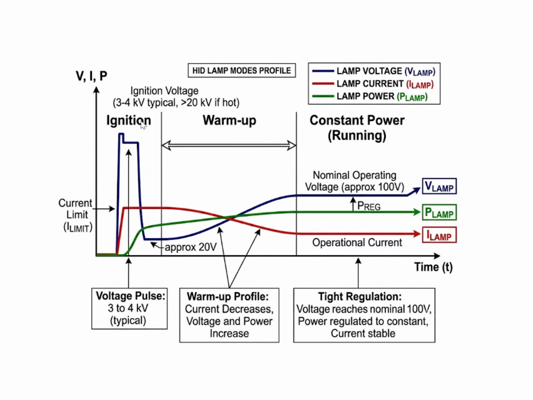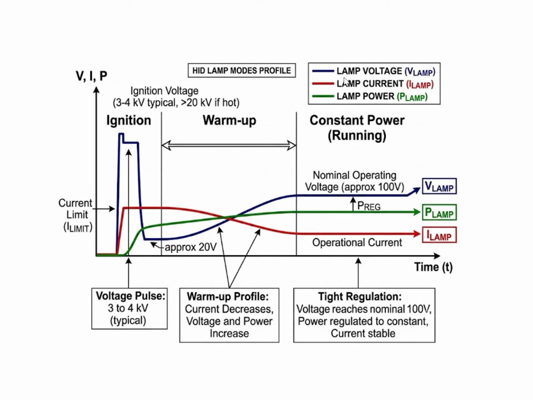Next is the warm up stage. As the lamp continues operating, the mercury and metal halide salts inside the arc tube vaporize due to the heat generated by the arc. The pressure inside the arc tube increases, causing the lamp voltage to increase gradually. The power is the multiplication of the voltage and current of the lamp. During this warm up period, the light output also increases until the lamp reaches full brightness.